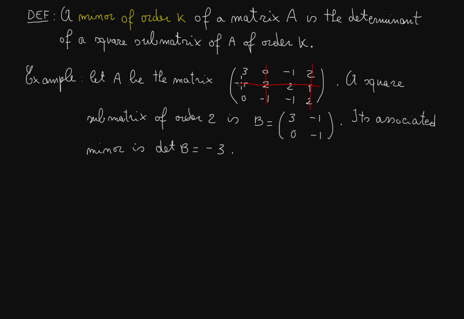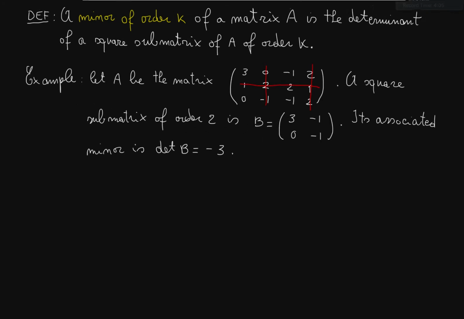How do we get that from this matrix? Well, you can see from here, if we delete the second and the fourth column, and we delete the second row, what remains is just a 2 by 2 matrix, precisely named B. Its associated minor, the determinant of B, is negative 3. So a minor of order 2 of the matrix A is negative 3, because negative 3 is the determinant of this order 2 square submatrix of A.